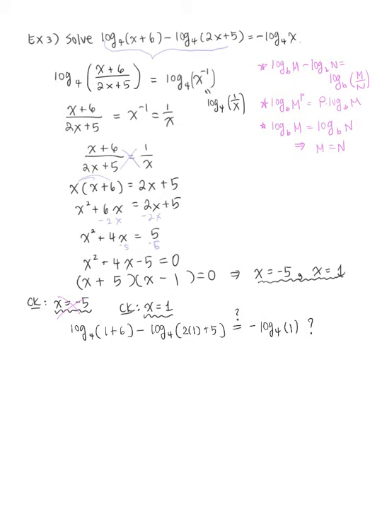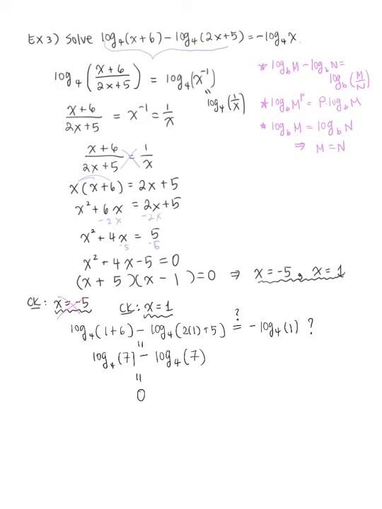So let's check. On the left hand side, what do we have? We have log base 4 of 7, and then minus log base 4 of 7. Oh, look at that. And then this becomes just 0.